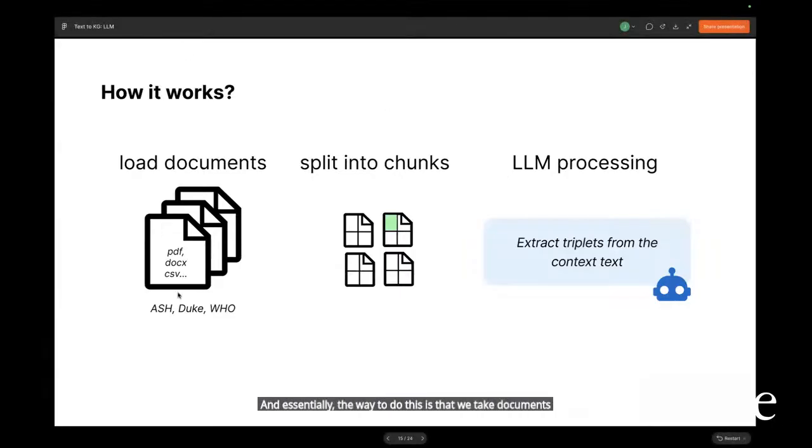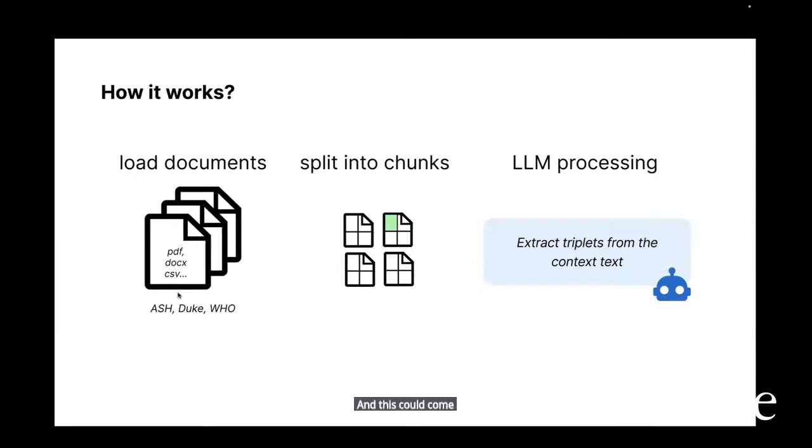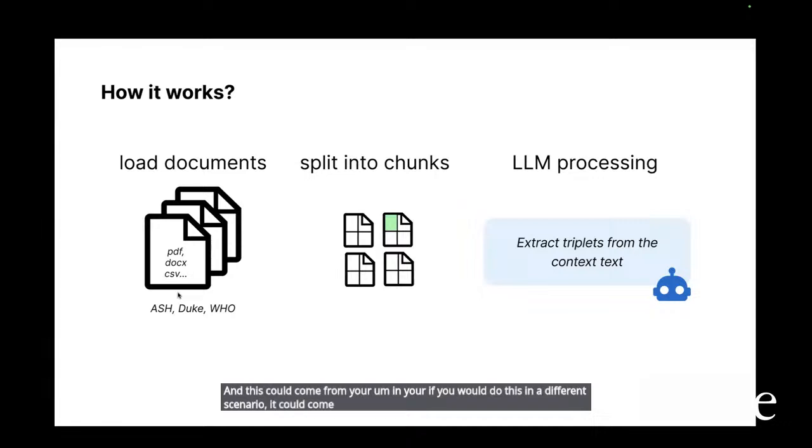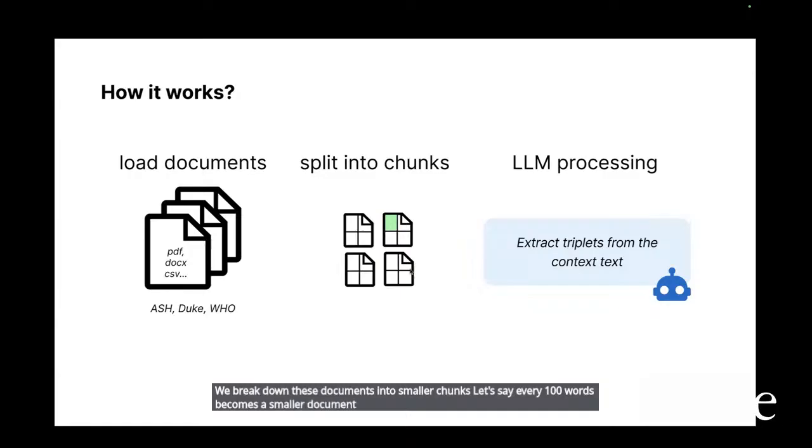And essentially, the way to do this is that we take documents. So this could be a PDF, this could be a Word document, a CSV, etc. And if you would do this in a different scenario, it could come from WHO, it could come from Duke, from the American Association of Hematology, et cetera. We break down these documents into smaller chunks. So let's say every 100 words becomes a smaller document. And then we extract the meaning from these words using the large language model.